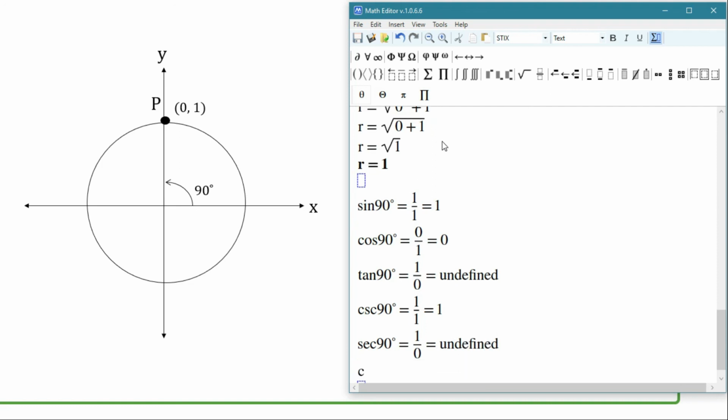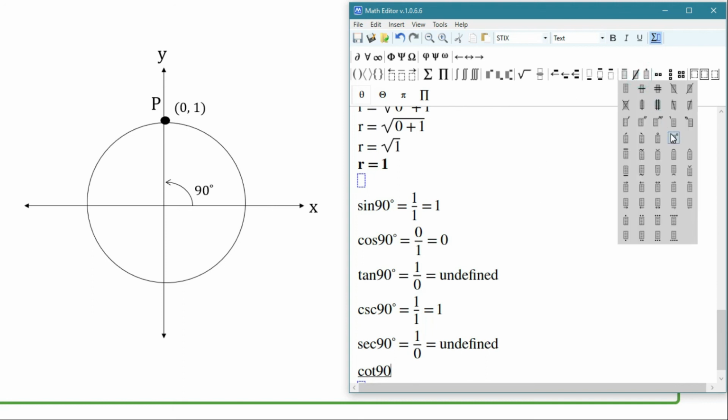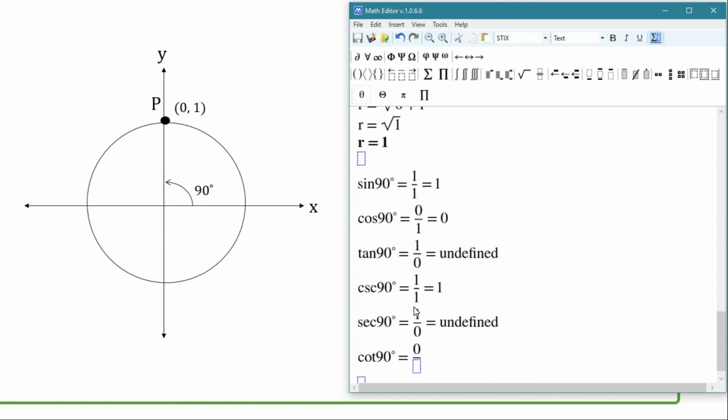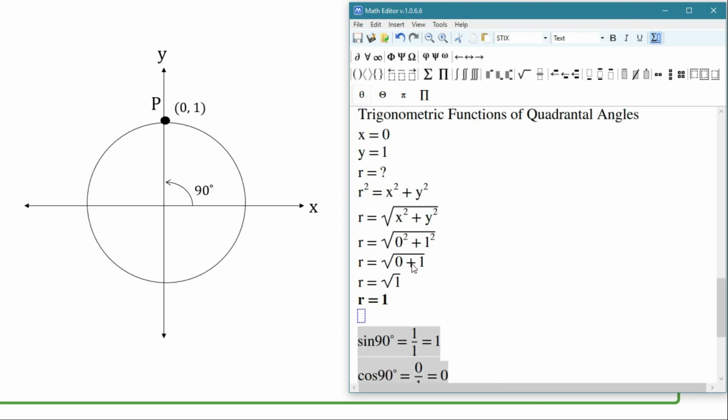And the last one would be the cotangent of 90 degrees, which is the reciprocal of the tangent of 90 degrees. So that would be the reciprocal of tangent, that is 0 over 1, or simply 0. So these are the different trigonometric functions of a quadrantal angle, particularly a 90-degree angle.